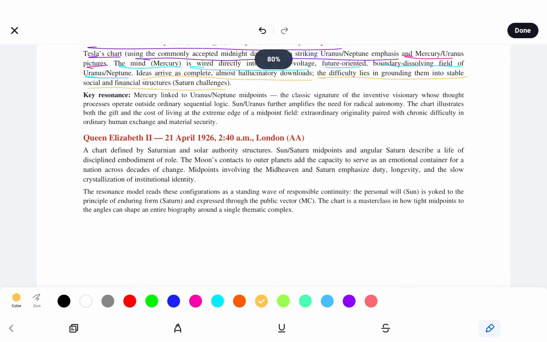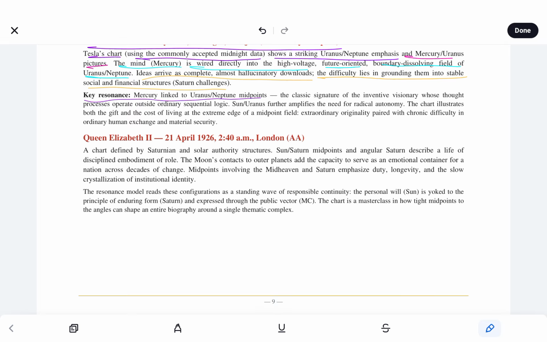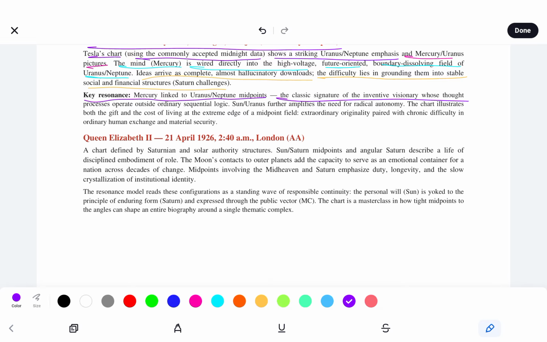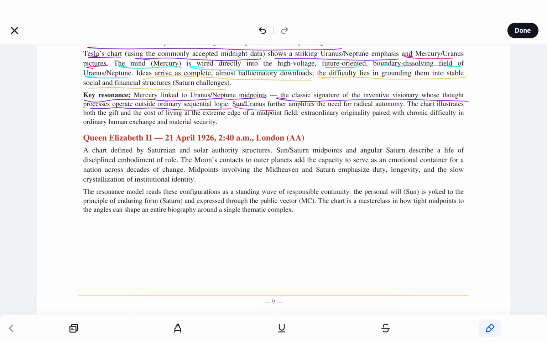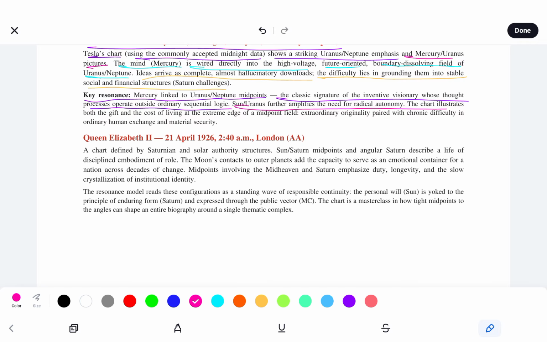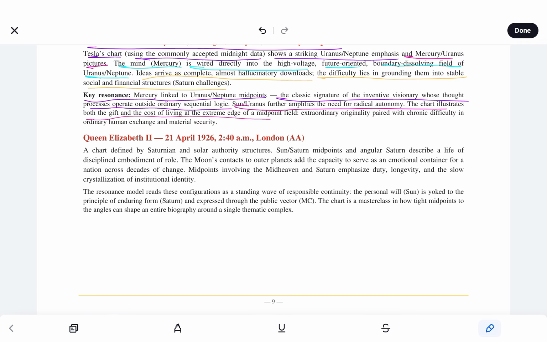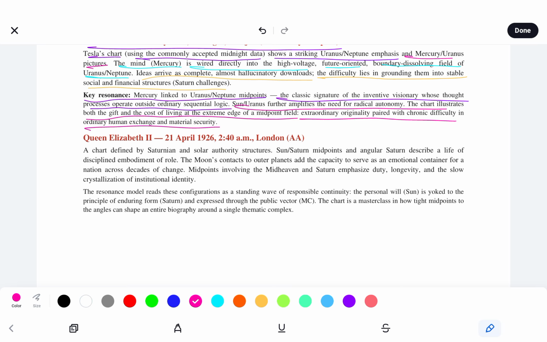Alright, so the key resonance here: Mercury linked to Uranus-Neptune midpoints. Classic signature of the inventive visionary, whose thought processes operate outside ordinary sequential logic. Sun-Uranus further amplifies the need for radical autonomy. The chart illustrates both the gift and the cost of living at the extreme edge of a midpoint field: extraordinary originality paired with chronic difficulty in ordinary human exchange and material security.